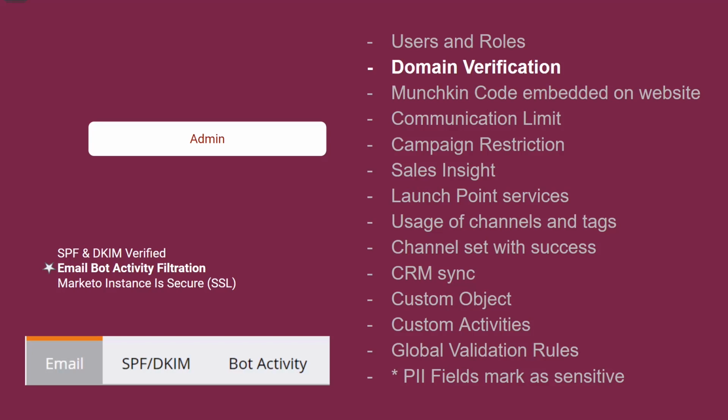SPF/DKIM is the section that helps in email deliverability. So this should be verified and up to the mark. Bot activity. This is a new feature that we can enable to block the bot activity or filter the bot activity. So this is something that we can always try to enable and always check the total bot activities identified till now, to see if we have ever encountered bot activity and take corrective measures.